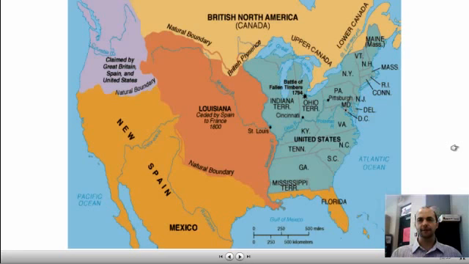At the end of Washington's presidency, this blue area is where the United States controlled, had influence over, of course, these states, the original 13 states. And then we're going to see what will come of all the rest of this land here in North America.